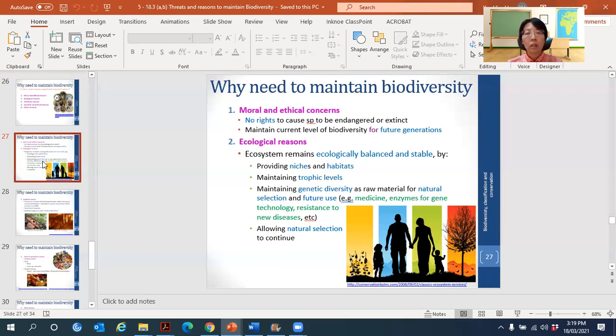So the moral and ethical reason is that we want to maintain the biodiversity so that it can be passed on to future generations. So this is for ethical consideration. Whatever is given to us on Earth now, we need to take care of, so that whatever we have now can be passed on to the next generation to enjoy.